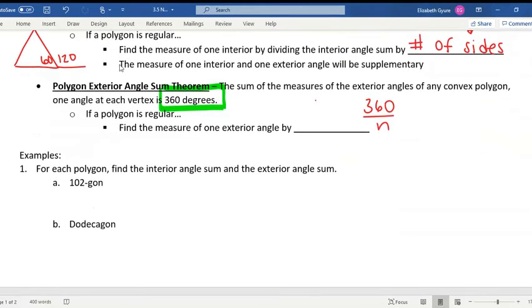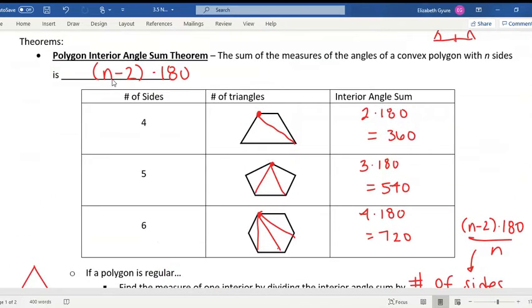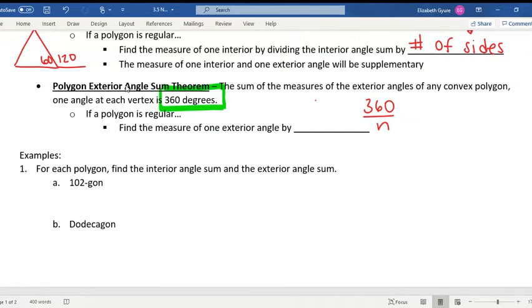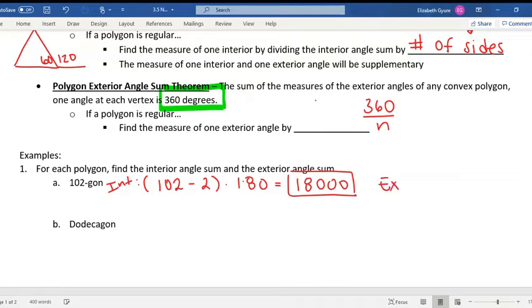Then we just have some examples. For each polygon, find the interior angle sum and the exterior angle sum. Interior angle sum means we need to use our n minus 2 times 180 formula. So n is 102 because it's a 102-gon. So 102 minus 2 times 180. That's going to give you 100 times 180, which is going to give you 18,000. So this is for your interior angles. Then for your exterior angles, well, their sum is always 360, no matter what shape it is.